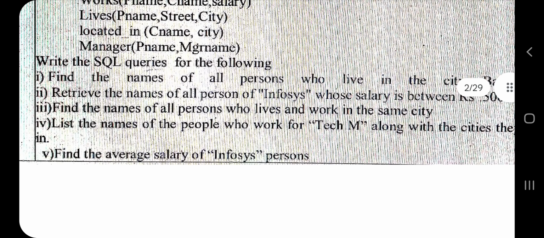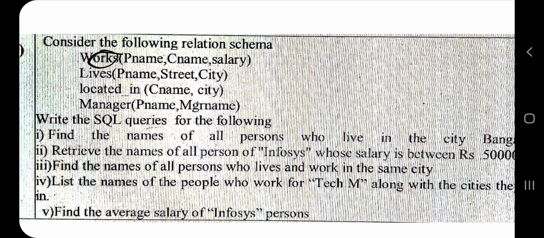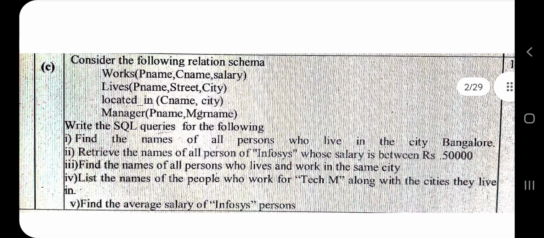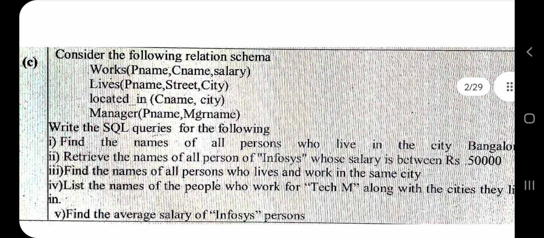List the names of the people who work for Tech M. So which table are you going to consider? This one. Who work for Tech M: Tech M is c_name, where c_name is equal to Tech M, along with the cities they live in. So to get the city name, what we need is where they are living. Okay, so works and lives we have to connect. How we will connect is p_name through p_name.